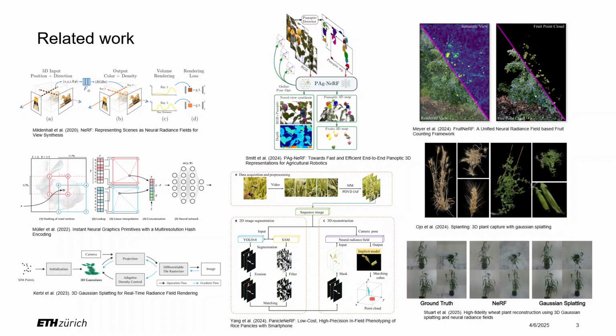NeRF-based methods have been rapidly applied in agriculture for tasks such as fruit counting, 3D segmentation, and plant phenotyping, but mostly in controlled environments. While 3D Gaussian splatting has only been explored so far for 3D reconstruction at the single plant level. Our approach extends these foundations to address the more challenging problem of 3D instance segmentation of wheat heads in dense outdoor wheat fields.